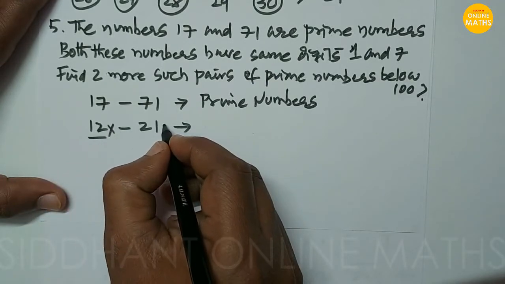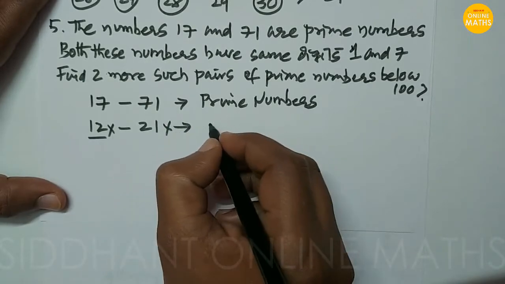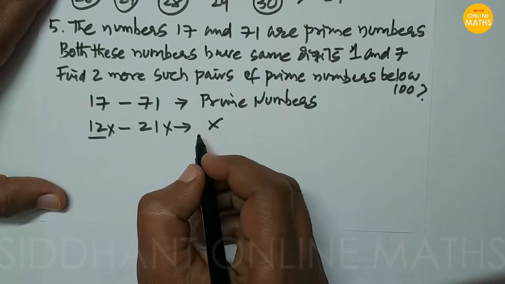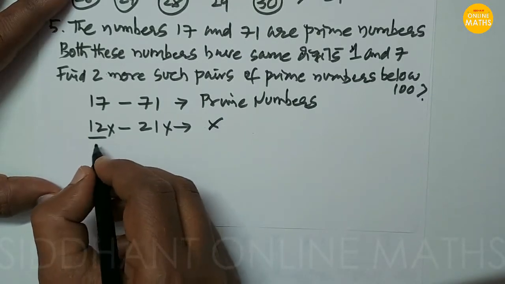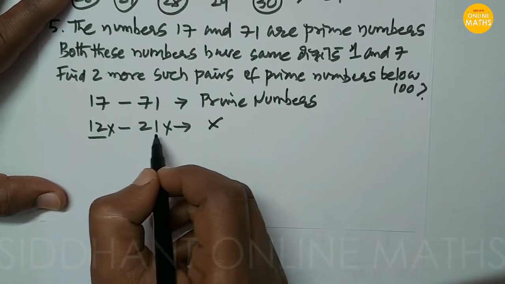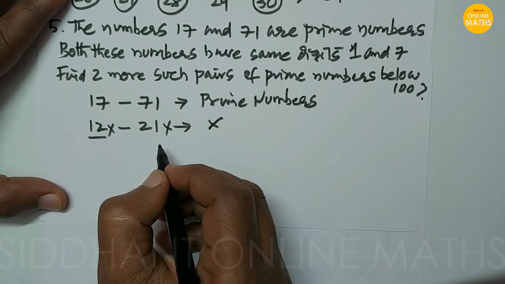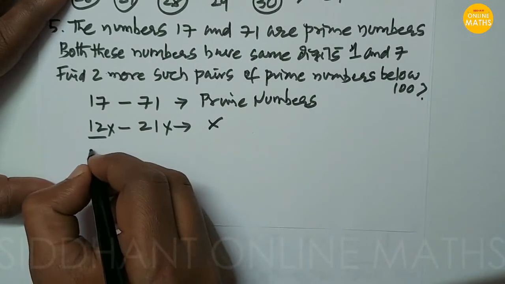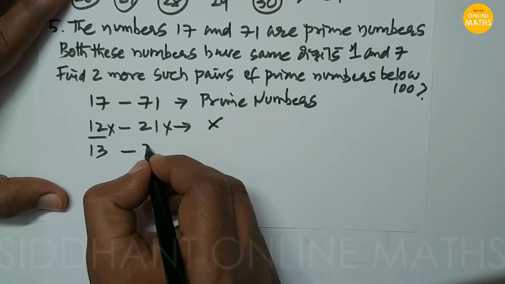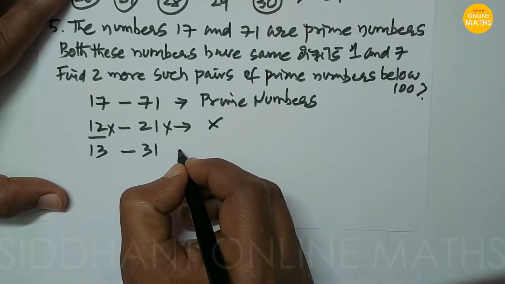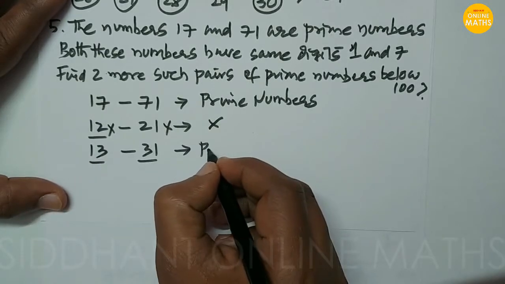21 is also not a prime number, because it has factors 3 and 7. So these are not prime numbers. We have to select numbers such that when you write them in reverse order, the reverse number should also be a prime number. Here, 13 is a prime number. When you reverse it, that will be 31. So these two numbers are prime numbers.